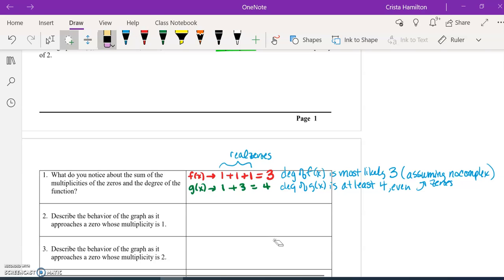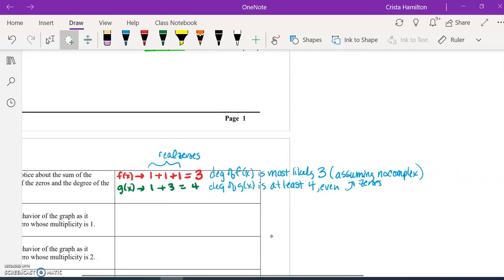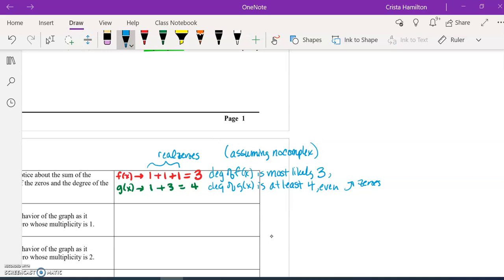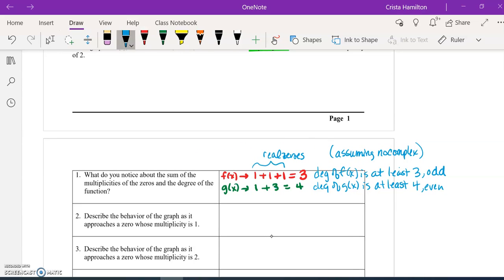For this one, I feel like I'm just kind of moving things all around here for you guys. Since I'm assuming no complex zeros for all of them, let's just put this up here so that we have it. And then I'm also going to add in, instead of most likely 3, let's do at least 3, and we definitely know that it is odd. And again, we're assuming no complex zeros when we're looking at it.